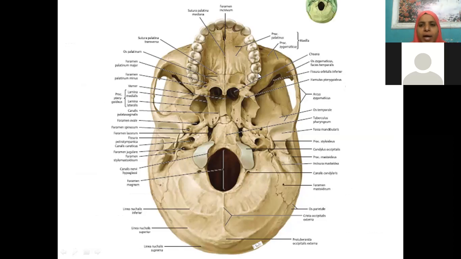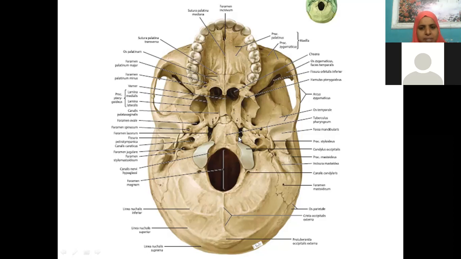And I told you this is the alveolar arch for the teeth. 2, 1, 2, 3. We have learned the dental formula also. Then this is the superior or inferior orbital fissure, this one. And whatever labelings have been given, you can just see. We know this is the zygomatic arch.